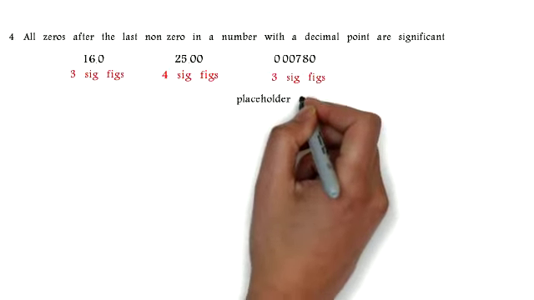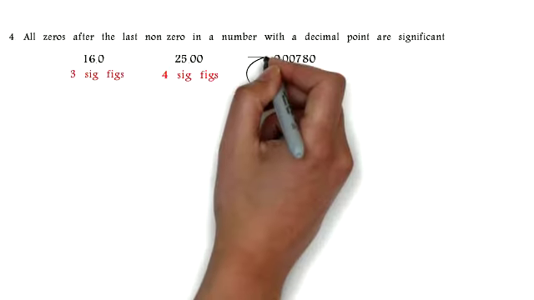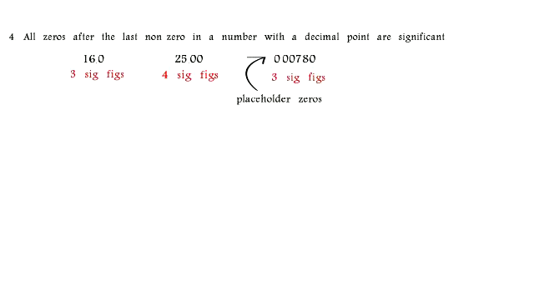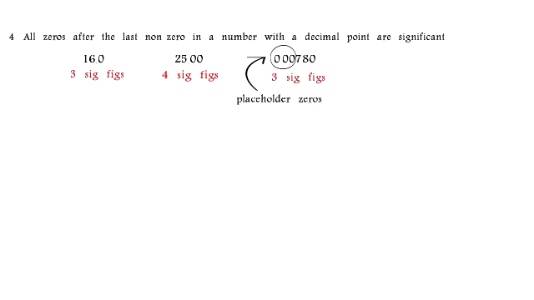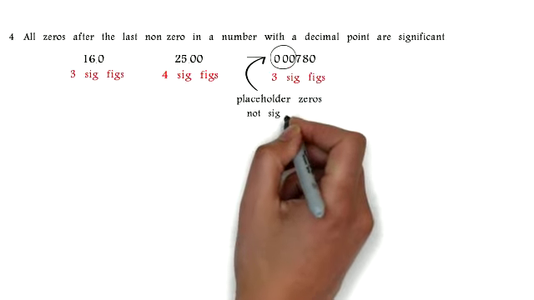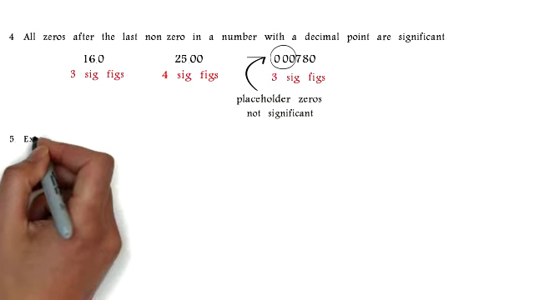But in the third number, there's only three sig figs, and that's because the first three zeros are placeholder zeros, as we saw in the last example. So there's only three significant figures. The 7, the 8, and the 0 are significant, but the placeholder zeros are not significant.